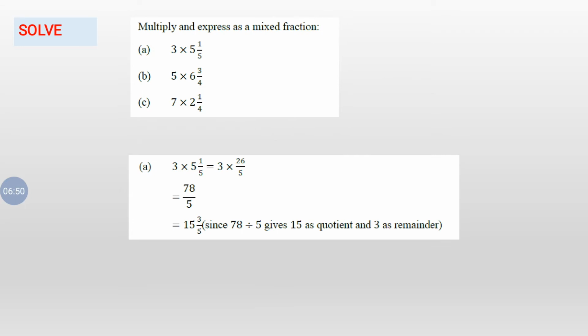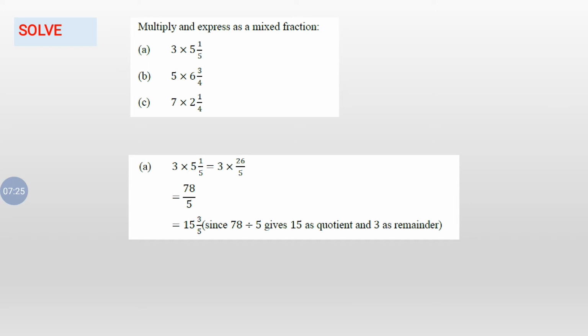Multiply and express as a mixed fraction. So for a mixed fraction, we convert it into an improper fraction first. So 3 into 5 1 by 5. First convert the mixed fraction into an improper fraction. So 5 5s are 25, 25 plus 1 is 26. So 26 by 5.